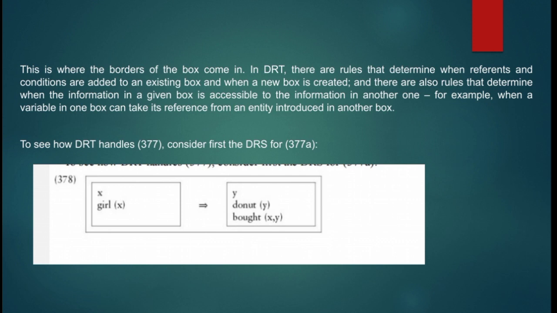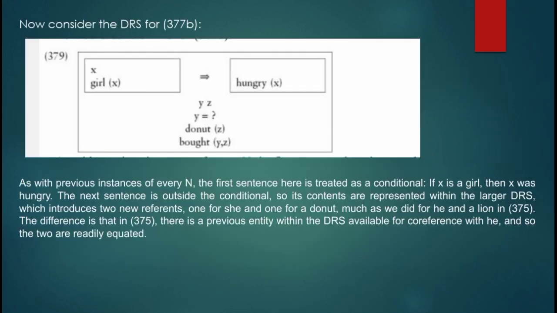This would be easier if the word condition weren't being used in two rather different ways at the same time. The truth conditions for this DRS are as we would expect. It is true of a situation if it's the case that if an entity is a girl, there is another entity such that it is a donut and she bought it. As with previous instances of every, the first sentence here is treated as a conditional. So if x is a girl, then x was hungry.